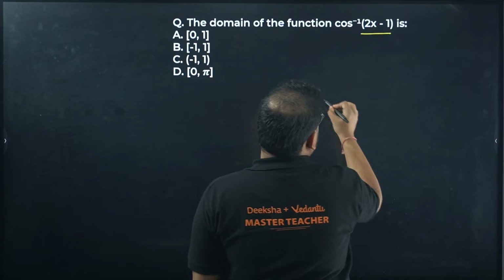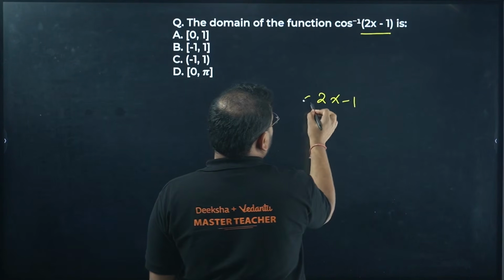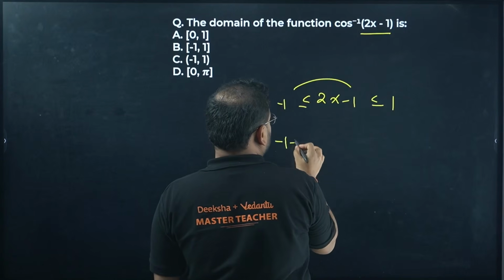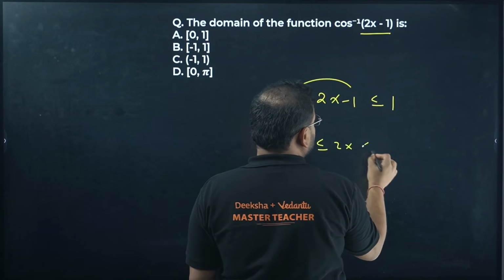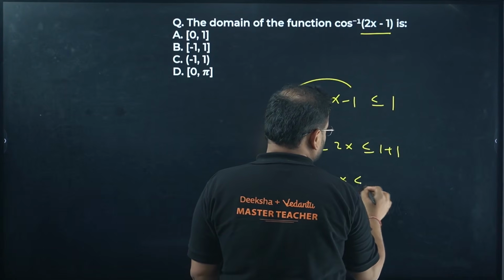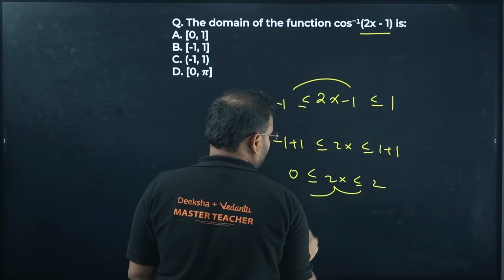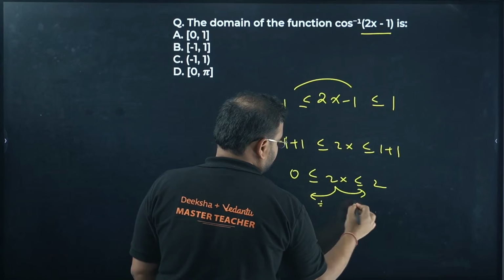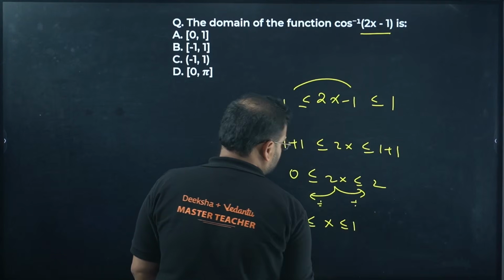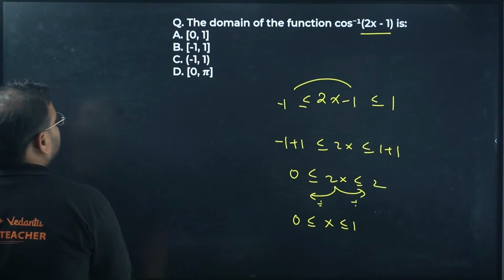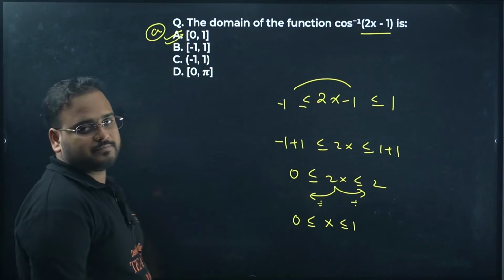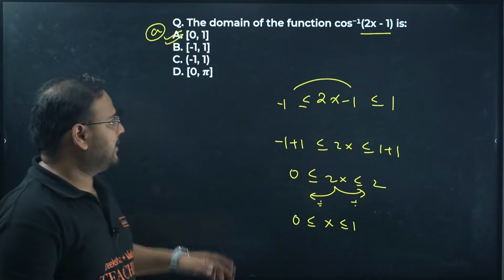Makes sense? Next one. Domain of function cos inverse of 2x minus 1. For cos inverse, this value ranges from where to where? Minus 1 to 1. Move 1 on this side, so minus 1 plus 1 is 0, 2x, 1 plus 1 is 2. Divide by 2 on both sides, you get 0 by 2 is 0, you get x, you get 1. 0 to 1 closed is option number A again. Clear?